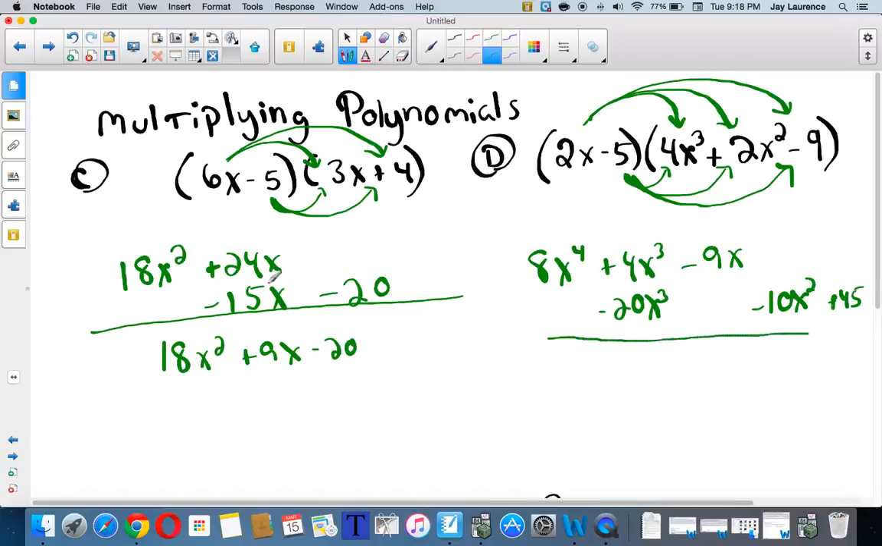All right, so how many x to the fourth do I have? Well, I have 8. How many x cubes? Well, I have negative 16. Right? Okay, how many x squareds? I have 10. How many x's? I have negative 9. And constants, I just have 45. All right, and if you could classify that, that will be a quartic polynomial.